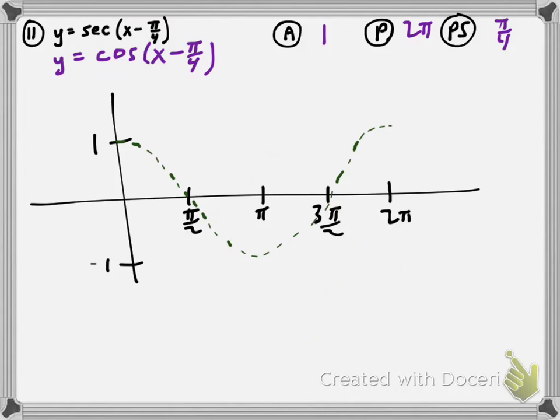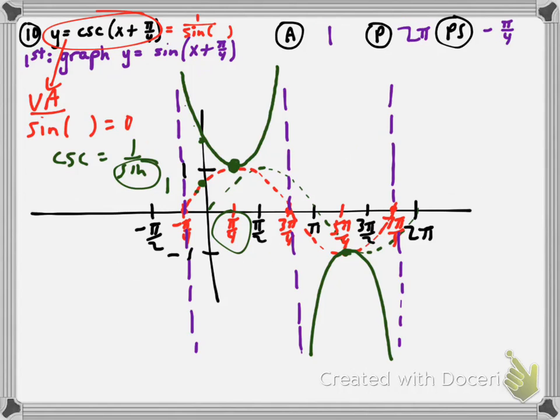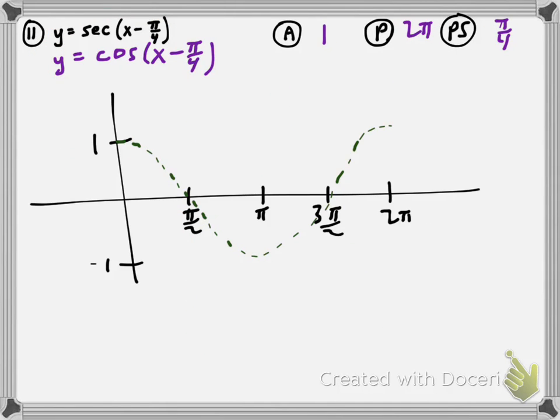We're shifting this graph pi over 4 radians to the right. What color did I use? I used red. So pi over 4 radians to the right, we have pi over 4, 3 pi over 4, 5 pi over 4, 7 pi over 4, and 9 pi over 4. And we have our key points, 1, 2, 3, 4, and back up here, 5. And we draw our graph.